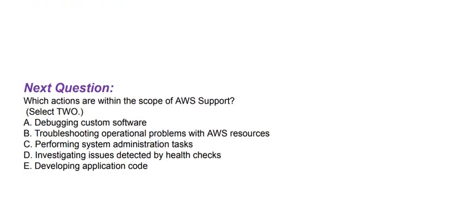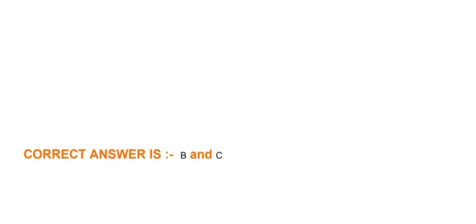Next question is, which actions are within the scope of AWS Support? Select two options. Option A. Debugging custom software. Option B. Troubleshooting operational problems with AWS resources. Option C. Performing system administration tasks. Option D. Investigating issues detected by health checks. And option E. Developing application code. The correct answer is option B and C.